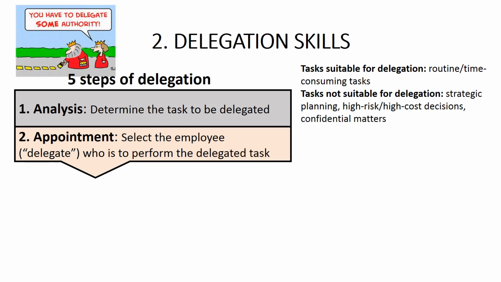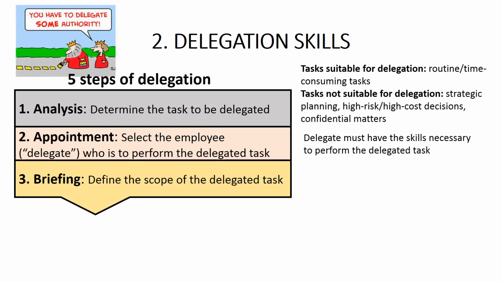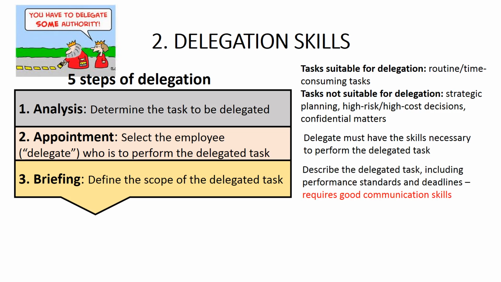The second step is for the manager to select the employee, that is the delegate, who is to perform the delegated task. And in making their selection, it's important that the manager is satisfied that the delegate has the skills which are necessary to perform the delegated task. The third step is for the manager to define the scope of the delegated task. And this is important because the delegate needs to understand what they have to do, that is, they need to understand the scope of the task.